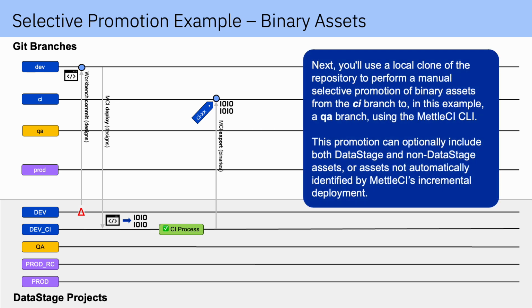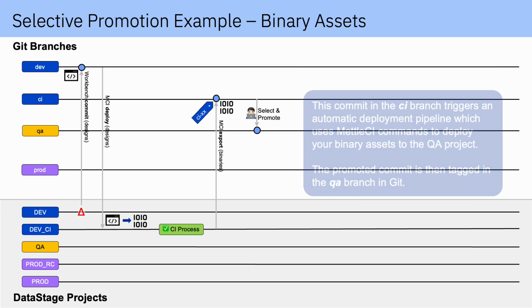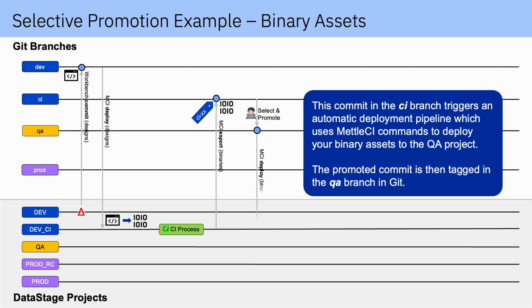Next, you'll use a local clone of the repository to perform a manual selective promotion of binary assets from the CI branch to, in this example, a QA branch using the Metal CI CLI. This promotion can optionally include both DataStage and non-DataStage assets, or assets not automatically identified by Metal CI's incremental deployment. This commit in the CI branch triggers an automatic deployment pipeline, which uses Metal CI commands to deploy your binary assets to the QA project. The promoted commit is then tagged in the QA branch in Git.